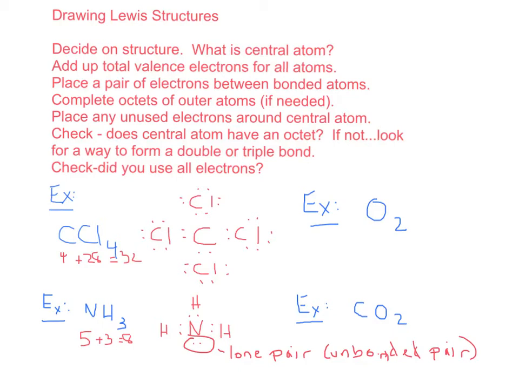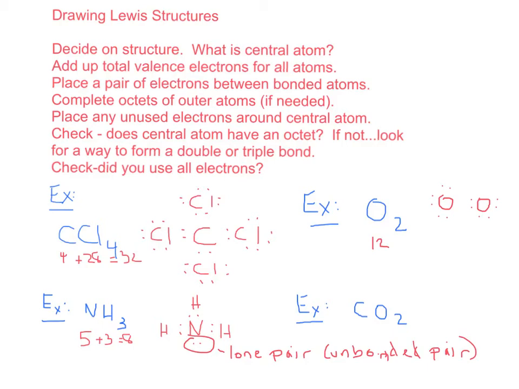So next is oxygen, O2. Each oxygen brings 6, so we want a total of 12 when we're done. So we need 12 dots, and now this is a diatomic, so there's no central atom. It's just O next to O. So we start by bonding the 2 oxygens together. We complete their octets. So that's 2, and then you can count 3, 4, 5, 6, 7, 8, 9, 10, 11, 12. Now the problem is we ran out of electrons.